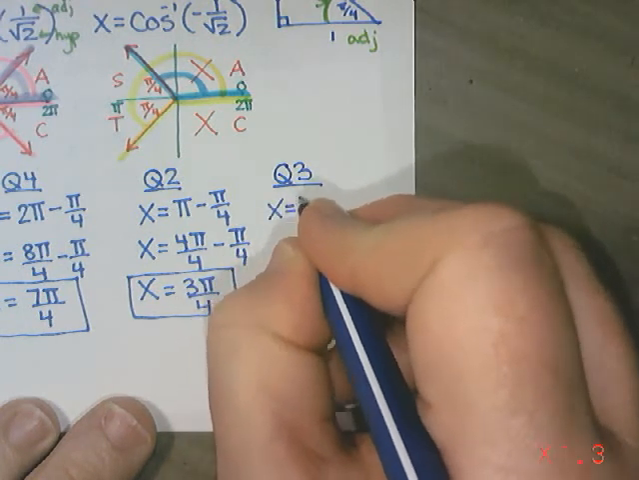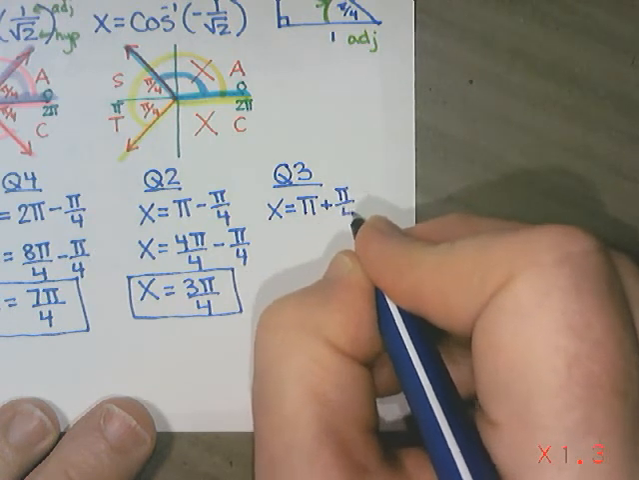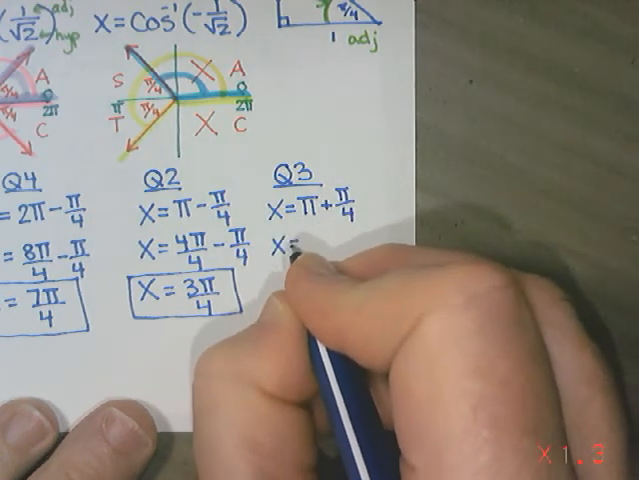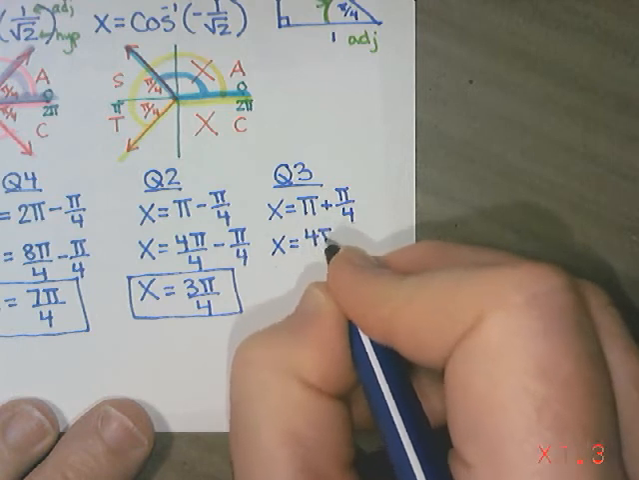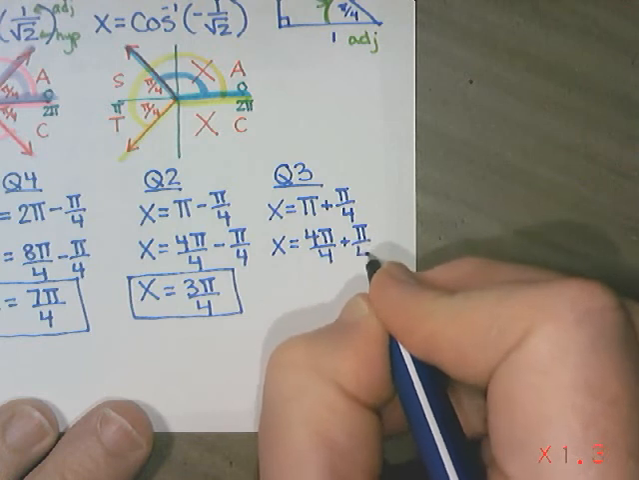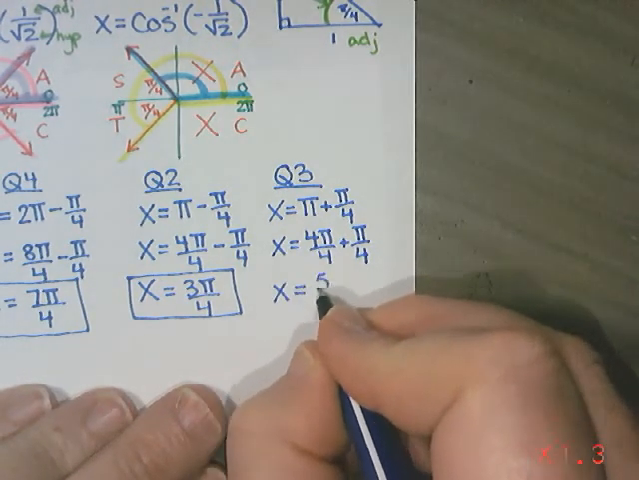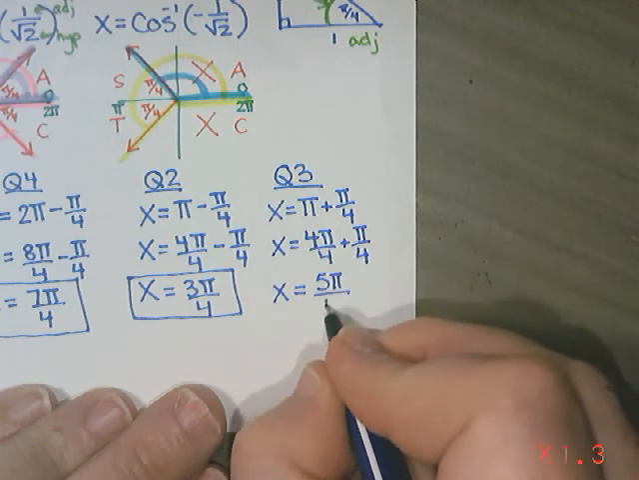X is pi plus pi over 4 because it's bigger than the straight line. I need a common denominator. So this is 4 pi over 4 plus pi over 4. And then 4 pi over 4 plus pi over 4 is 5 pi over 4.